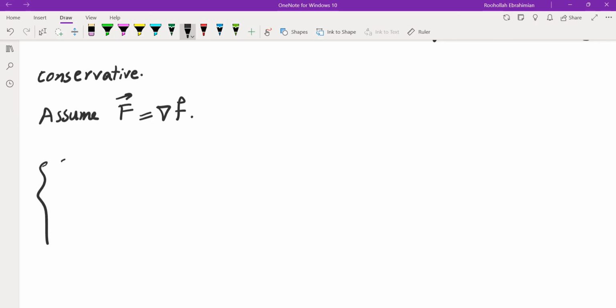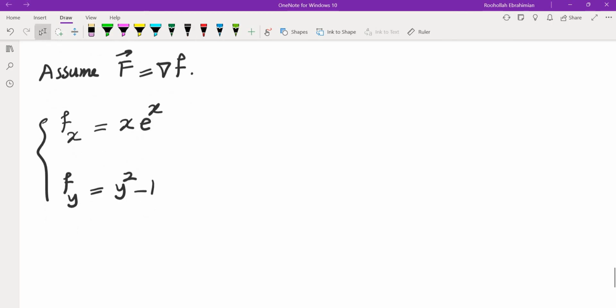So what we have is partial of f with respect to x must be the first component, and partial of f with respect to y would have to be the second component. So we'll have to integrate the first one, plug it into the second one, and then solve for f. So we'll have to integrate x e to the x, so this is the integral of x e to the x dx. Remember this f is a function of two variables, both x and y. We'll have to do integration by parts.